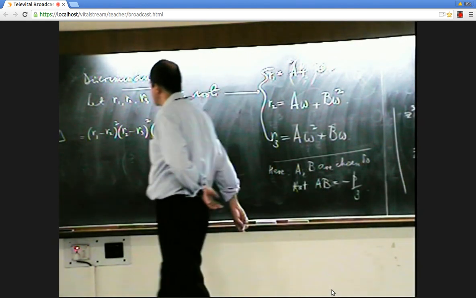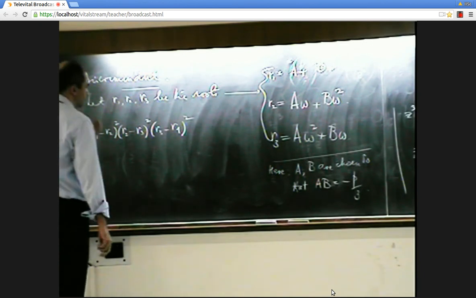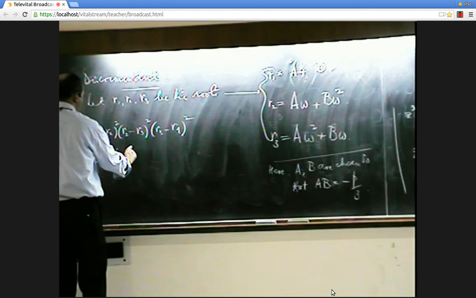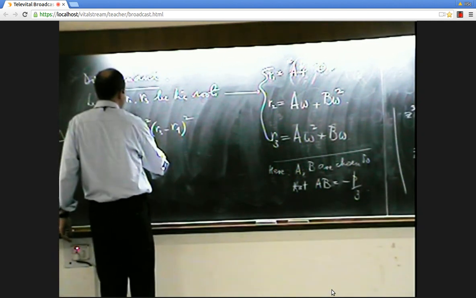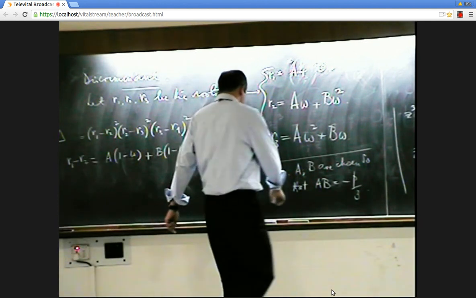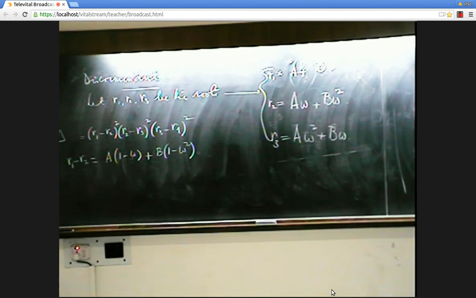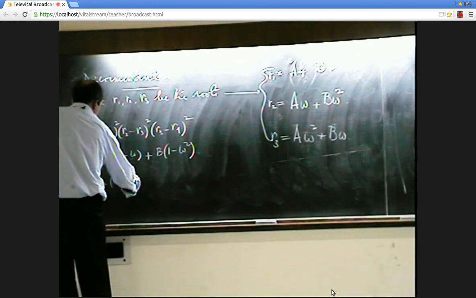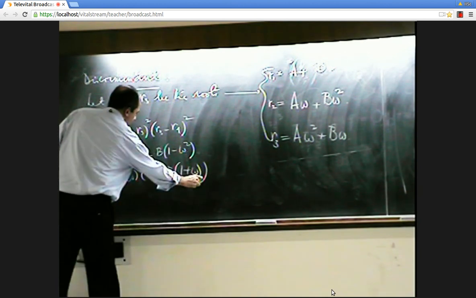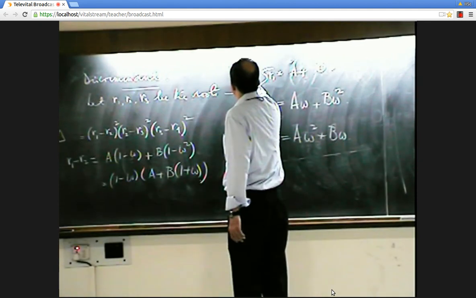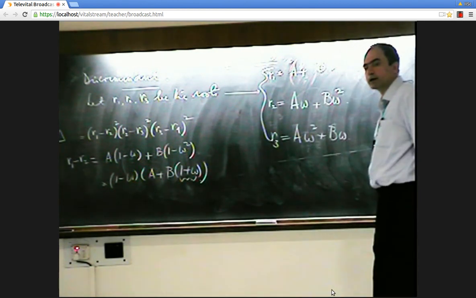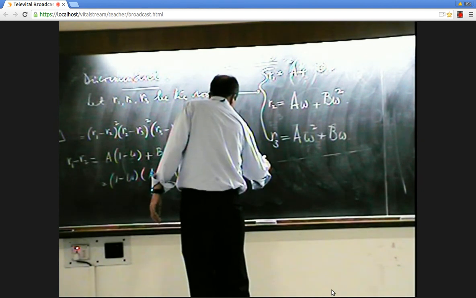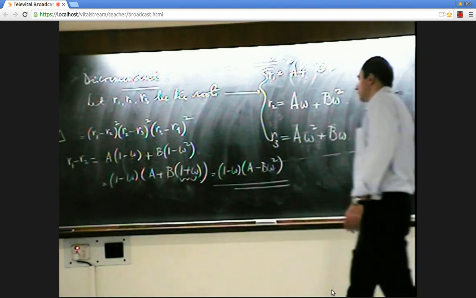So let's try to compute this. What is R1 minus R2? R1 minus R2 will be A(1 minus omega) plus B(1 minus omega squared). By the way, is this visible back there? Okay. So I can write this as (1 minus omega)(A plus B(1 plus omega)). I of course know that 1 plus omega plus omega squared is 0, so I will use that here. 1 plus omega I will write as minus omega squared. This is (1 minus omega)(A minus B omega squared). This is R1 minus R2.